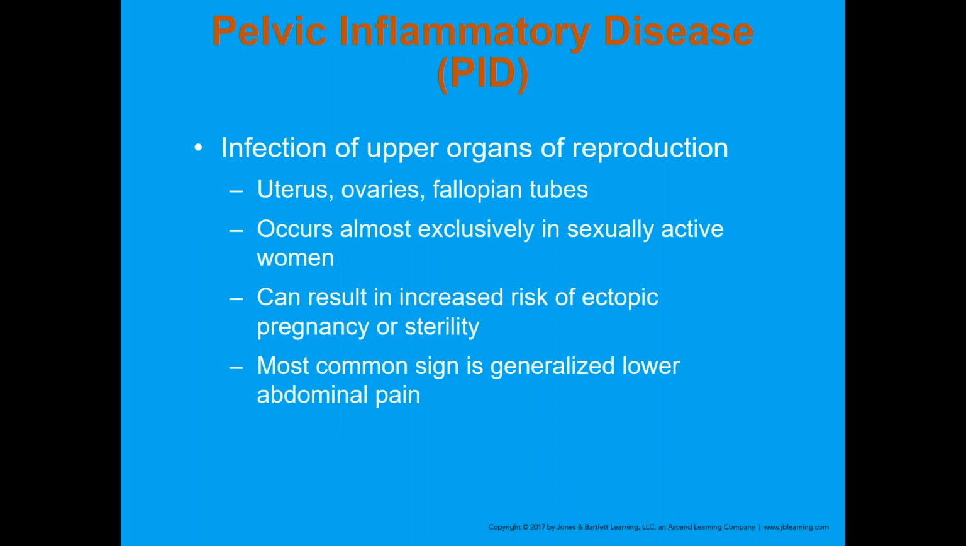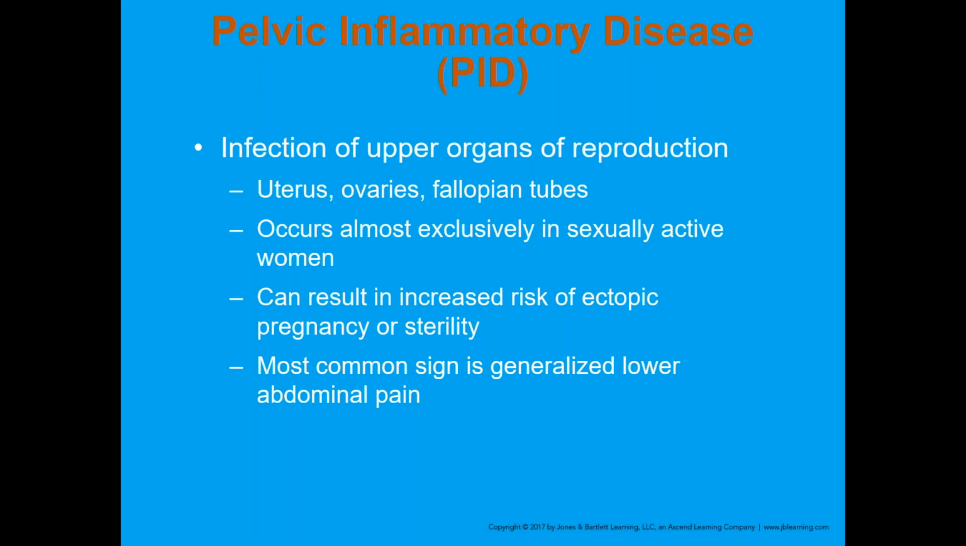Pelvic inflammatory disease is the first one that we're going to talk about. It is infection of the upper organs of reproduction. So that means the internals, not the externals: the uterus, the ovaries, and fallopian tubes. Most common in sexually active women, period. It can occur other times, but it is most commonly found in women who are sexually active.